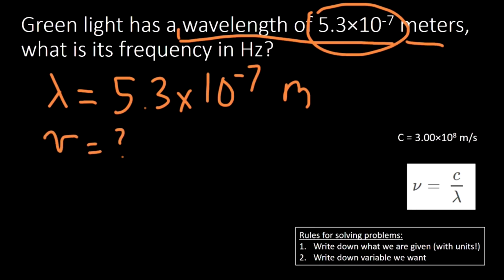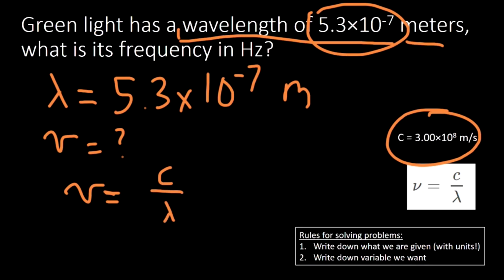All right, cool. And now I say, okay, what pieces of information do I have to help me? Well, I also know the speed of light. That's always something that we'll have, and it's always the same for this equation. So what that means then is we're going to write down frequency equals c over lambda, and now all we have to do is plug that set of variables in. So we know c is 3.00 times 10 raised to the 8th divided by 5.3 times 10 to the minus 7.